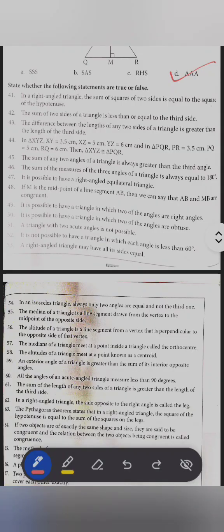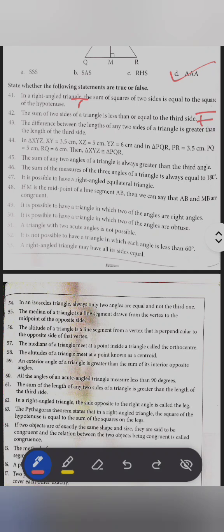State whether the following statements are true or false. Question number 41. In a right angle triangle, the sum of squares of two sides is equal to the square of the hypotenuse. That is absolutely correct, so it is a true statement. The sum of two sides of a triangle is less than or equal to the third side. No, this one is false. It should be greater than.